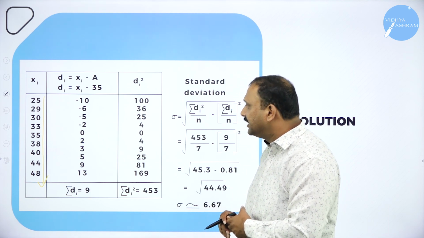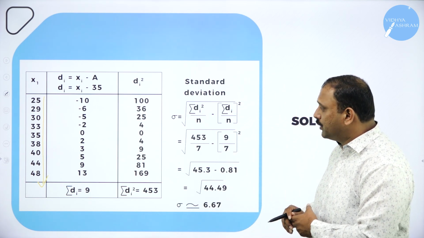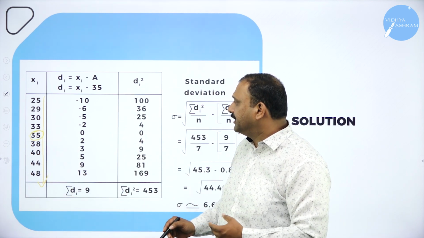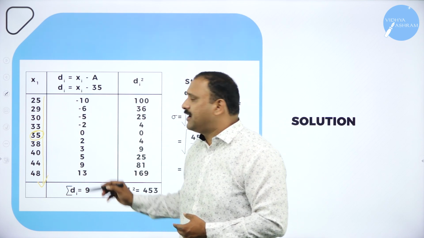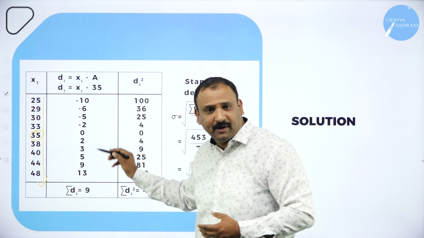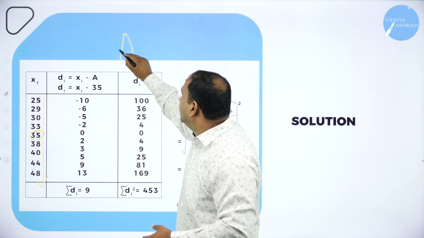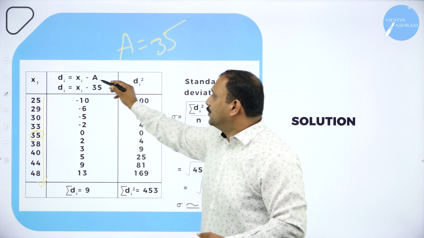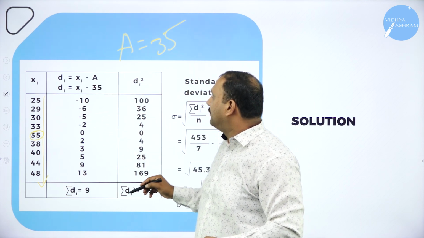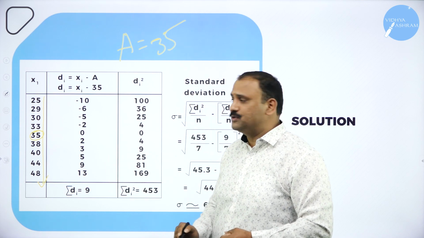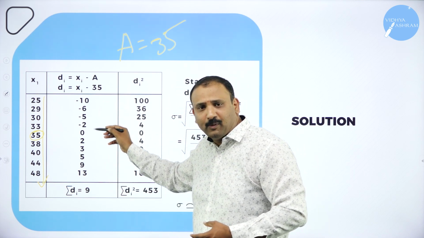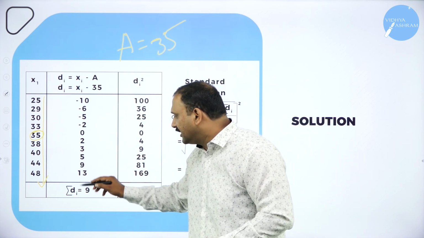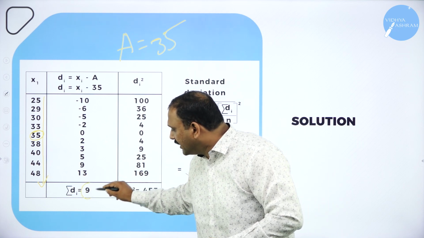What is the assumed mean that you are going to take is what is going to matter. So the assumed mean value is 35. So that is the center point here. So 25 minus 35 is minus 10, then minus 6, minus 5, minus 2. Assumed mean, I'm going to write it here, that is going to be 35. That is the value that we have taken here. So subtracting the x1 values from that, you will be able to get these values. So what's the total value that you are getting here? The total value is 9.